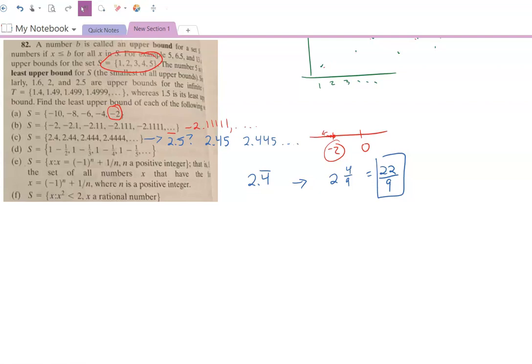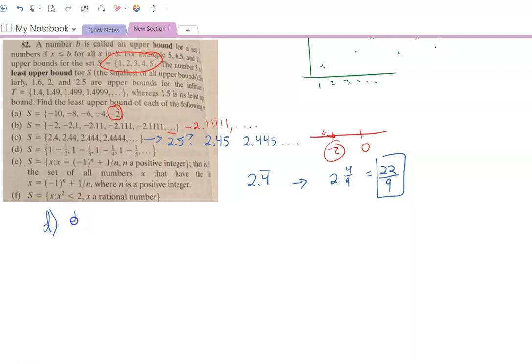So this is a continuation of number 82 from section 0.1. Starting on part D, one thing I suggested in the previous video was to write out what these numbers are and see if you can see a pattern in there. So I'm going to go ahead and do that.